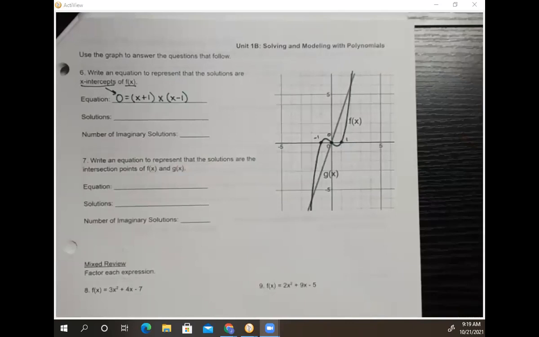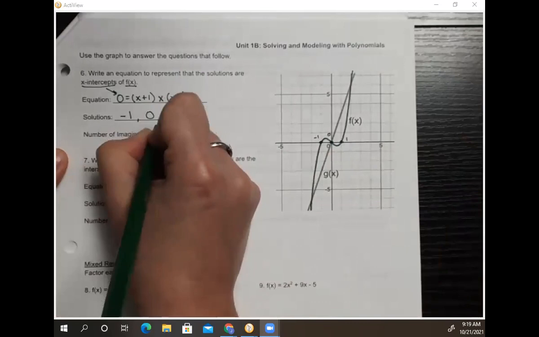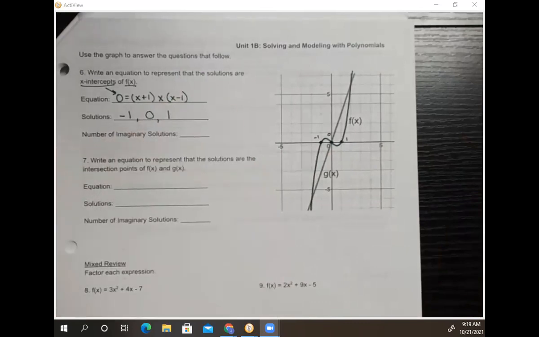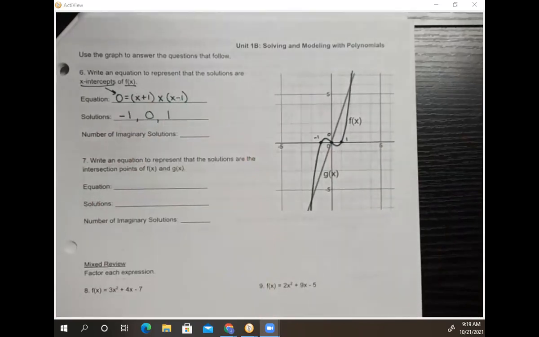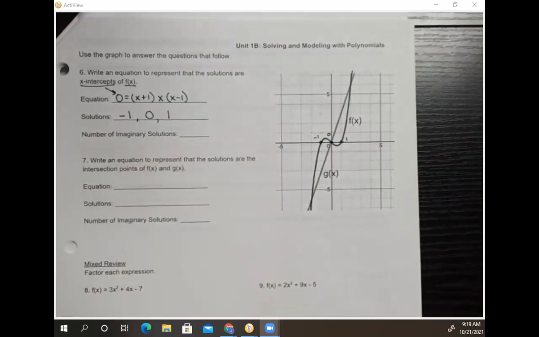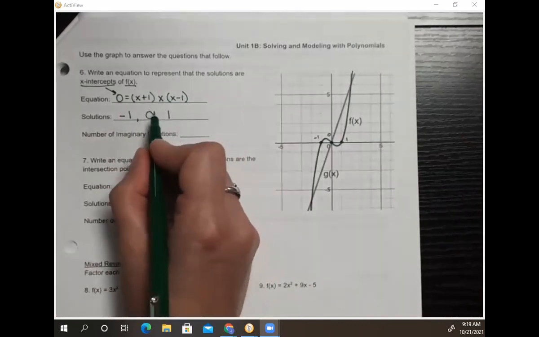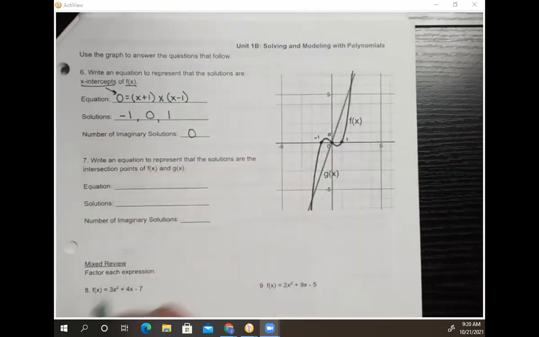And now let's go ahead and list those solutions. So I have already named them here: -1, 0, and +1. Based on the degree of my function, how many total solutions do I expect? 3, right? Factored form, so I've got to add up my exponents here: 1, 2, 3. I expect 3 total solutions. And then we have 3 real solutions here. So how many imaginary solutions should I expect? 0. Good.